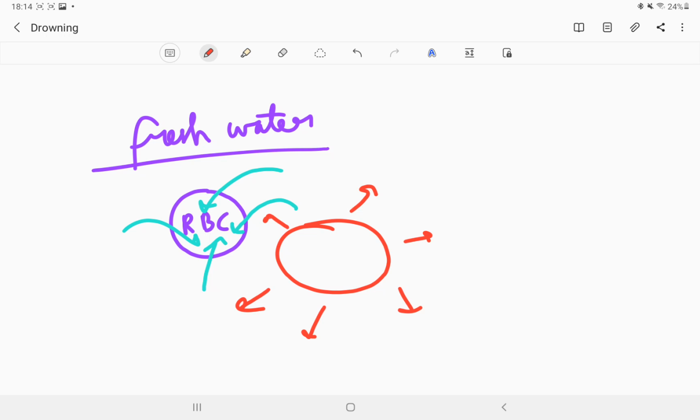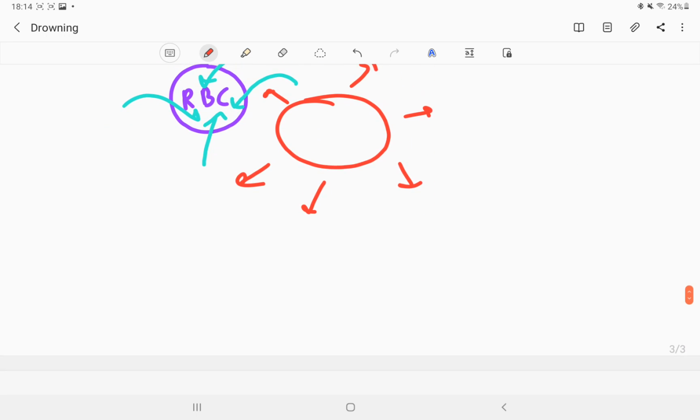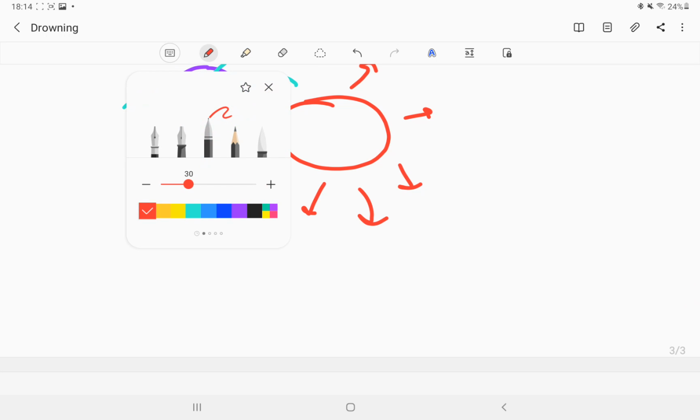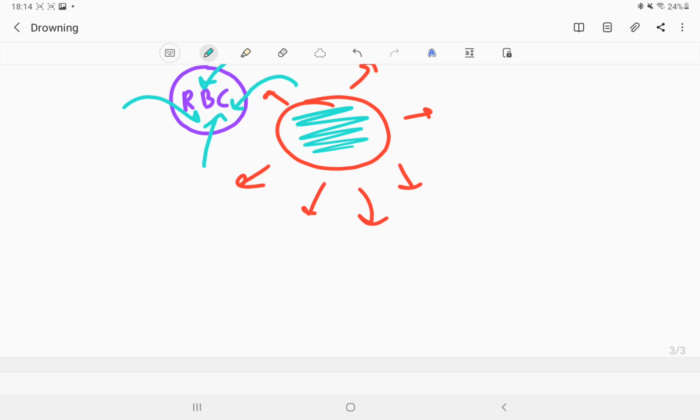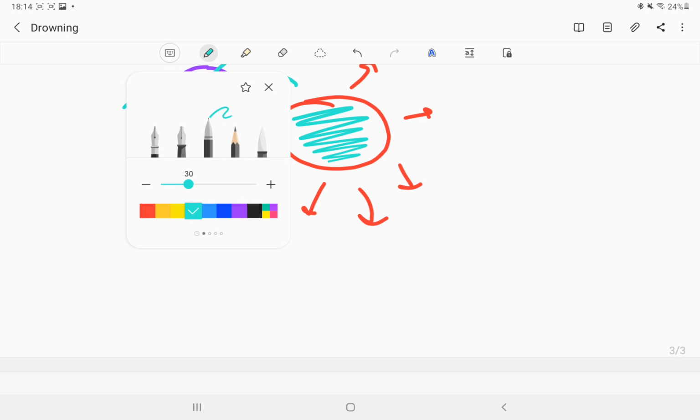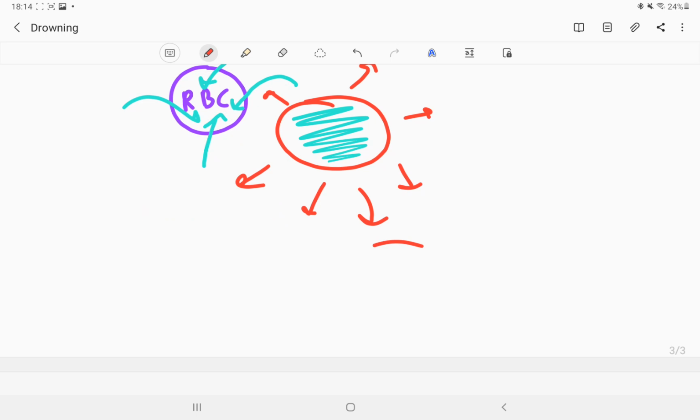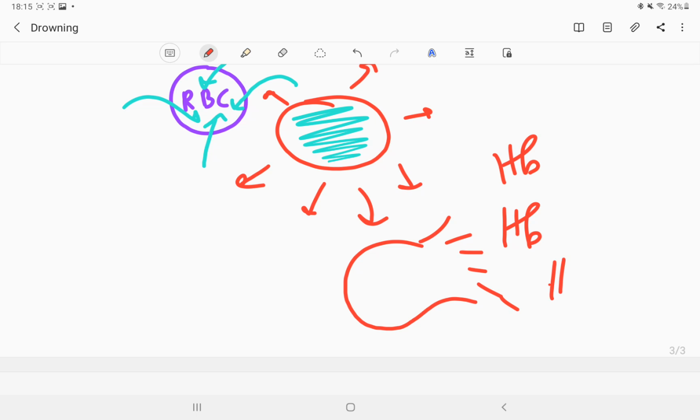Now how much can a balloon swell? It has a limit, right? At a point when the balloon has swollen up with water, for example, this is the water, it's filled with water, at a point it will burst. Now you know our RBCs are anucleated, that is, they do not have a nucleus, so that's why I have not drawn a nucleus. So it will burst and all the hemoglobin will come outside, all the enzymes, all the things will come outside.